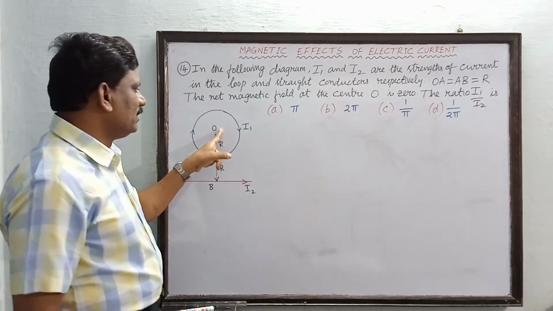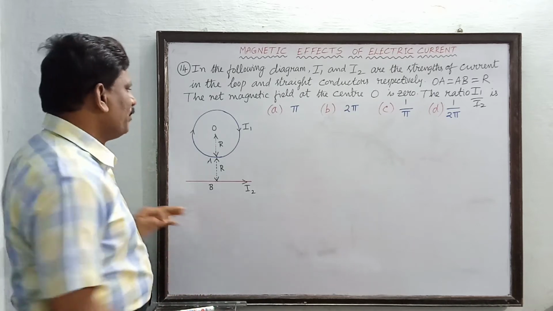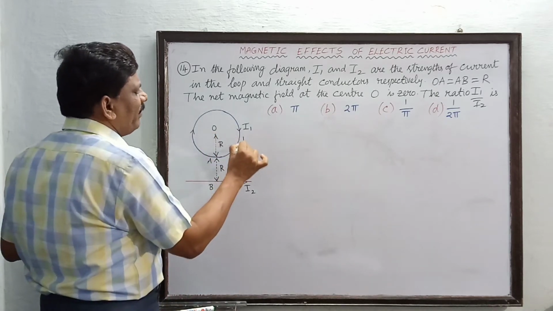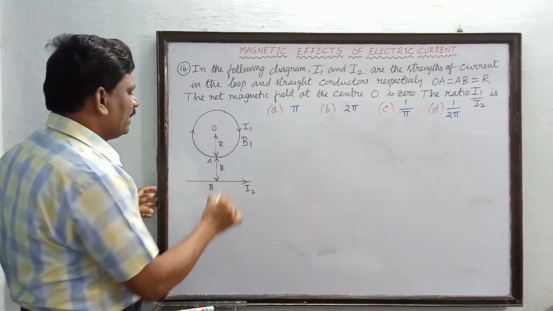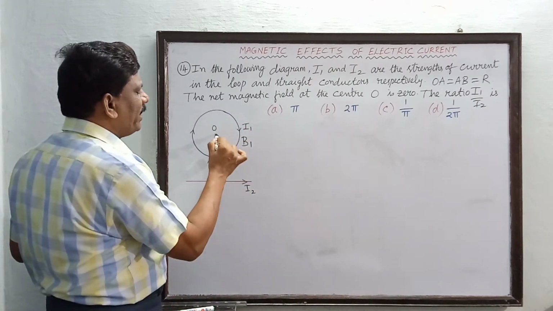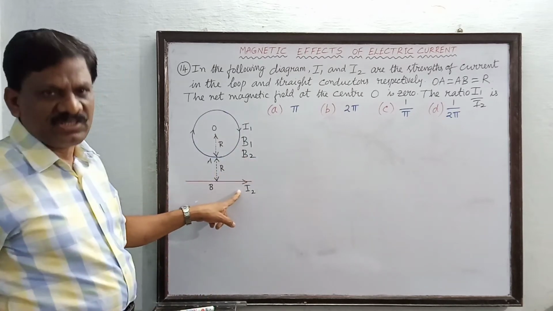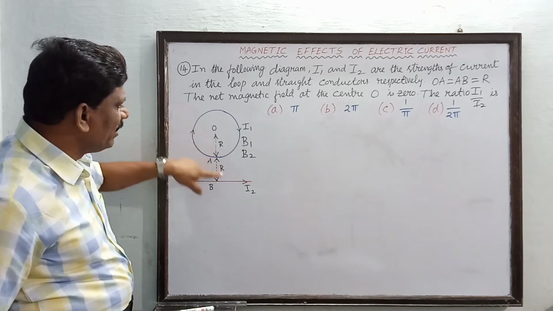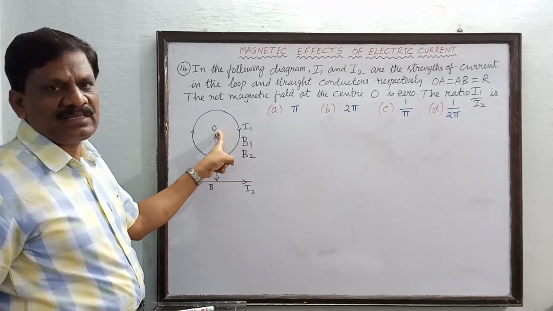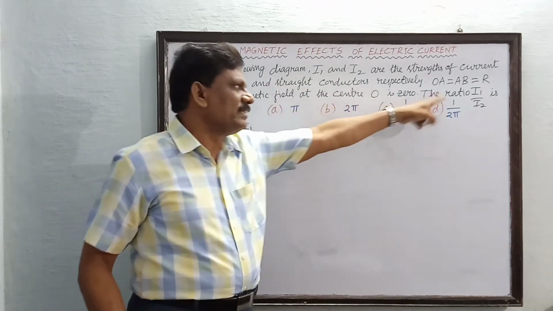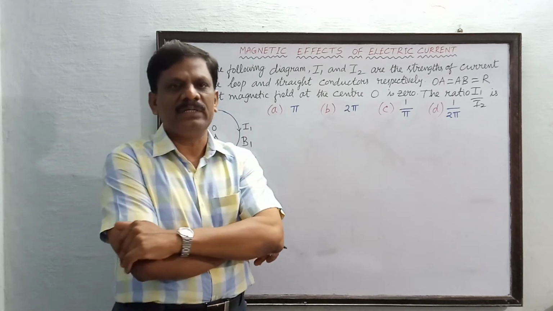So at the center there will be two magnetic fields actually. One field is B1, due to the current I1 flowing through the circular loop. The other field at the same point is B2, due to the current flowing in the straight conductor which is at a distance of 2R from the point O. If the net field at the center is zero, then what is the ratio of the currents I1 and I2? I1 by I2 we have to find out.